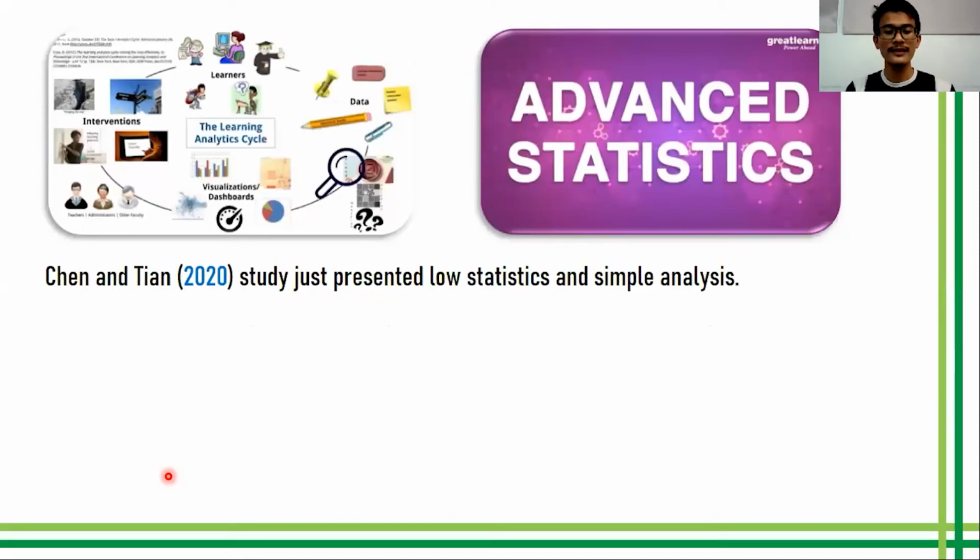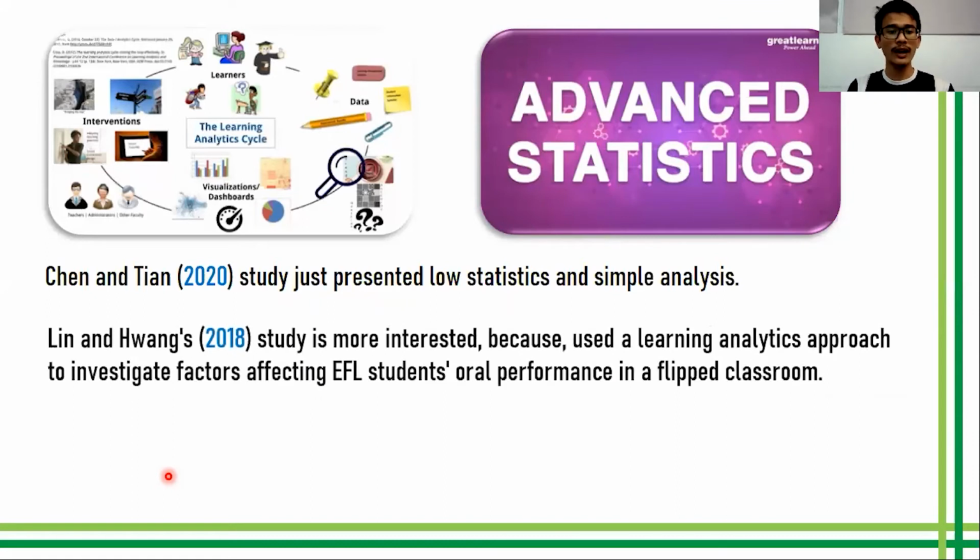Second, let's talk about the reflection. Nowadays, advanced statistics and learning analytics have been growing rapidly. Unfortunately, the Cheng and Tian study just presented low statistics and simple analysis. According to the Ling and Huang study, it's more interesting because it uses a learning analytic approach to investigate factors affecting EFL students' oral performance in a flipped classroom.